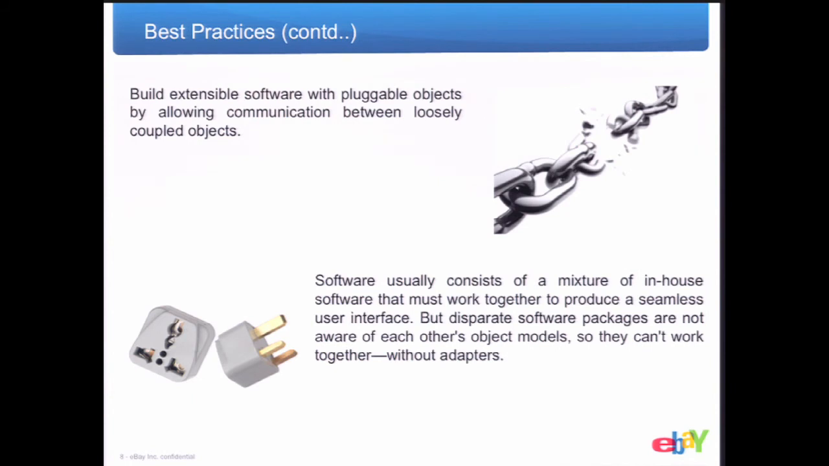Building extensible software with pluggable objects by allowing communication with loosely coupled objects. So that's another challenge. The request is received. Some of those processes, some of those executions which you want to do may be dependent or may be independent of each other. So in case where there is a dependency, how do you keep these things informed of those dependencies?